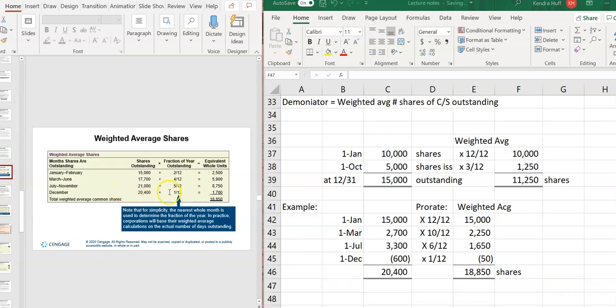Well, they do theirs a little different. I prefer my way. I did each individual one by the whole time it was outstanding. They did a cumulative. So for 2 months, they had 15,000 shares. For 4 months, they had 17,700. For 5 months out of the year, they had 21,000, and then they had 20,400. I like my way better, and you get the same answer. You can pick either way you want to do it.